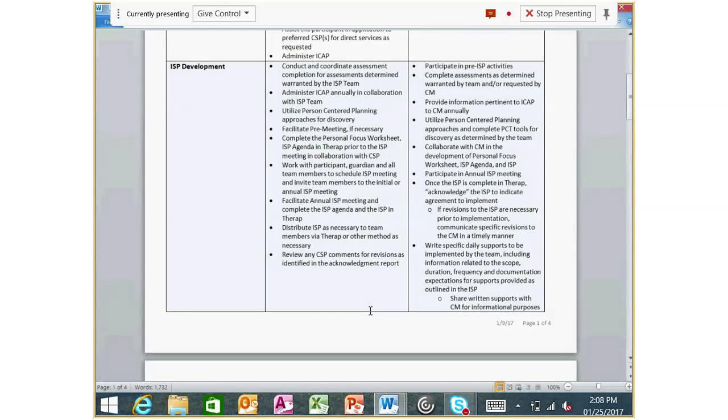The active participation in the annual ISP meeting, providing that feedback and input as far as what supports are needed and wanted. Acknowledging that ISP within TheraP to indicate that agreement and acknowledgement that you've read it and agree to implement. We do have a bullet in here that if revisions to the ISP are necessary prior to the implementation, communicating those to the case manager in a timely manner.